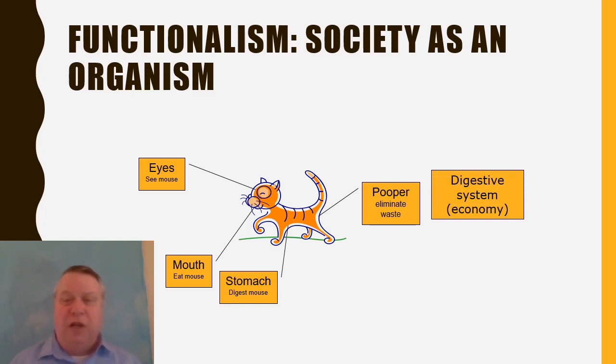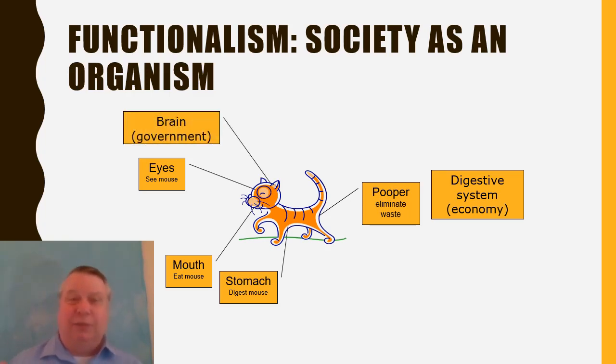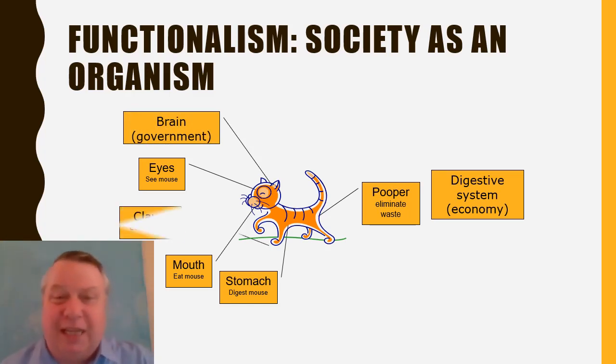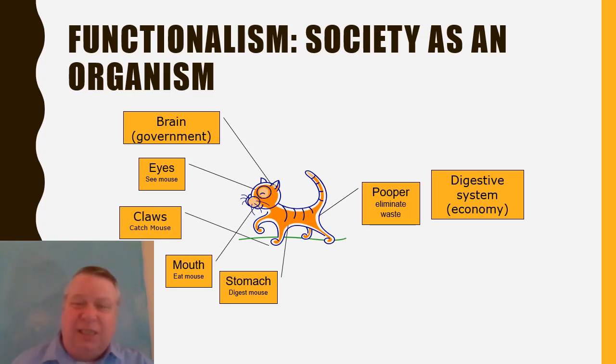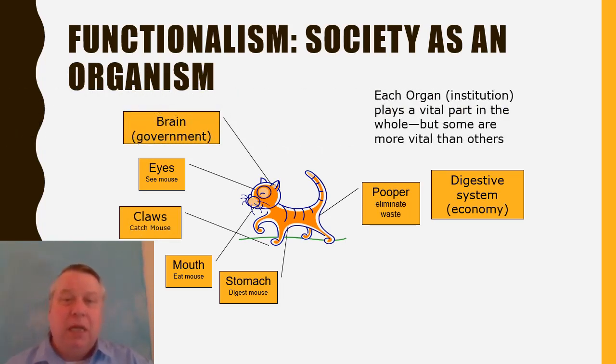We could all call them part of the digestive system of an animal, which is analogous to the economy of a society. So in the economy, the eyes are your information seekers, your mouth is your processing, your factories, your stomach is your distribution facilities, etc., etc. And then, of course, you have other systems, the brain that helps organize everything, coordinates everything, makes sure everything works together. You've got your claws that catch the mouse or help you defend yourself. So each part of the animal, or in society, each institution plays a vital part in the whole.